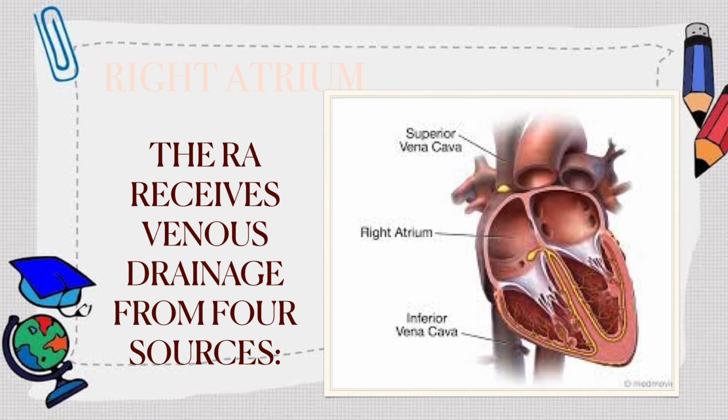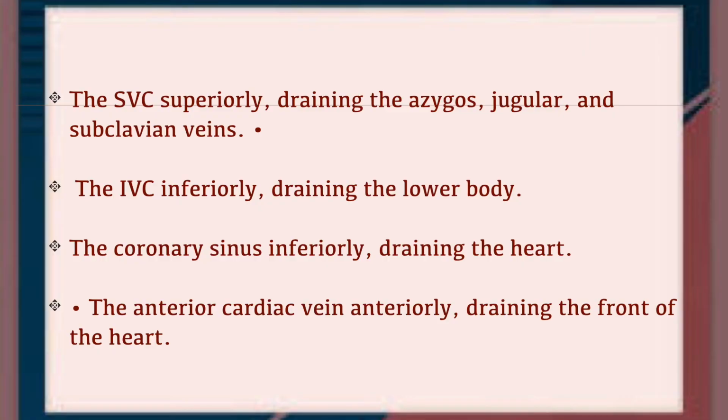Right atrium. The right atrium, shown in this figure: superior vena cava, right atrium, and inferior vena cava. The RA receives venous drainage from several sources. The SVC superiorly drains the azygos, jugular, and subclavian veins. The IVC inferiorly drains the lower body. The coronary sinus inferiorly drains the heart. The anterior cardiac vein anteriorly drains the front of the heart.